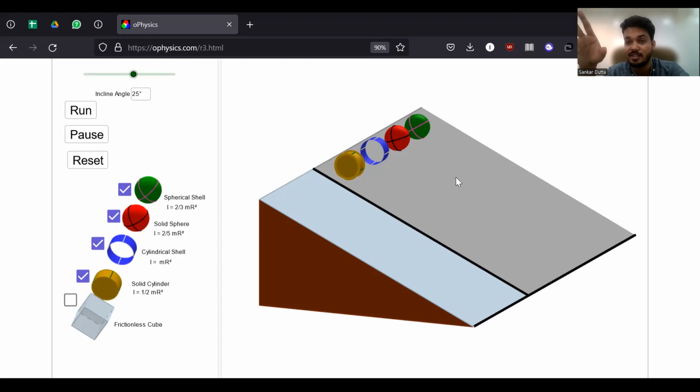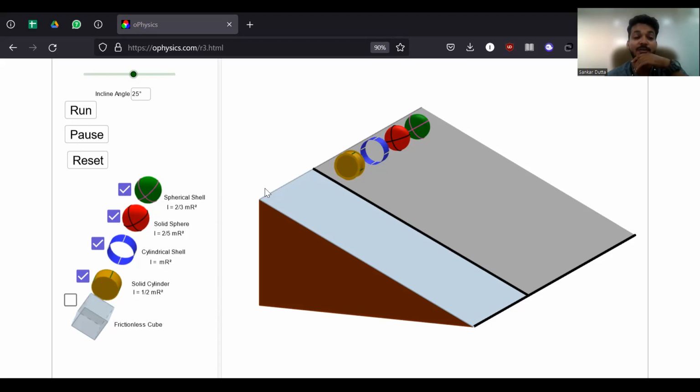But if there is friction, rotation is going to get involved, right? Rotation is going to get involved. Now, the question is, which of these do you think is going to reach the bottommost location first? Just take a wild guess. And I want everyone to participate in this. I want Medha to tell me which one do you think will reach first.